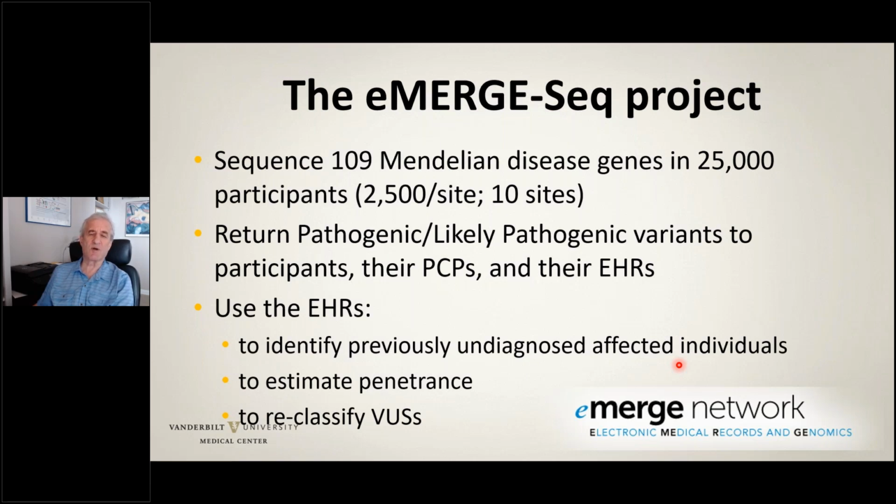The eMERGE-Seq project is a project of the Electronic Medical Records and Genomics Network, eMERGE. We sequenced 109 Mendelian disease genes in 25,000 participants, 2,500 participants per site at 10 sites. And we return pathogenic or likely pathogenic variants to participants, their primary care physicians, and their electronic health records. We use the electronic health records to identify people who previously did not carry a genetic diagnosis, but clearly should have, to estimate penetrance and to reclassify VUSs, and I'll touch on those in the next couple of slides.